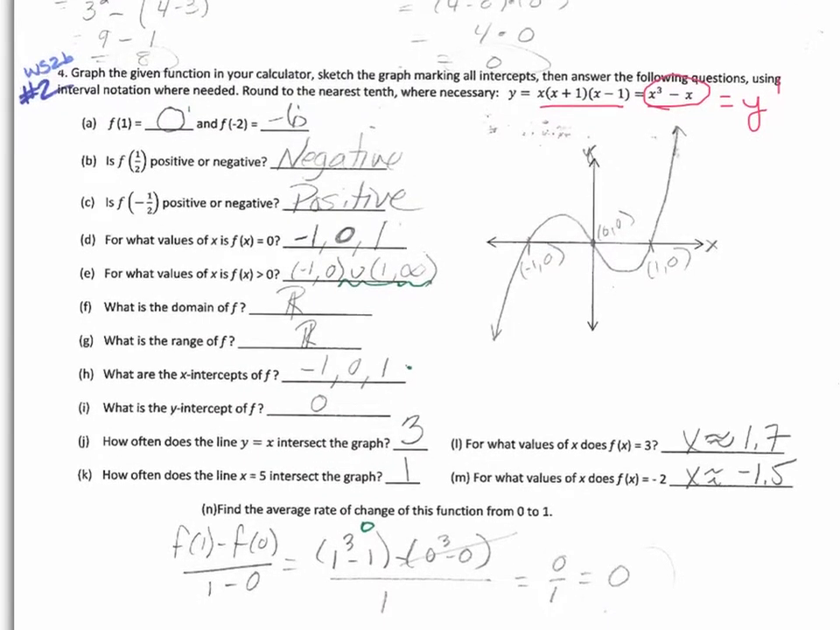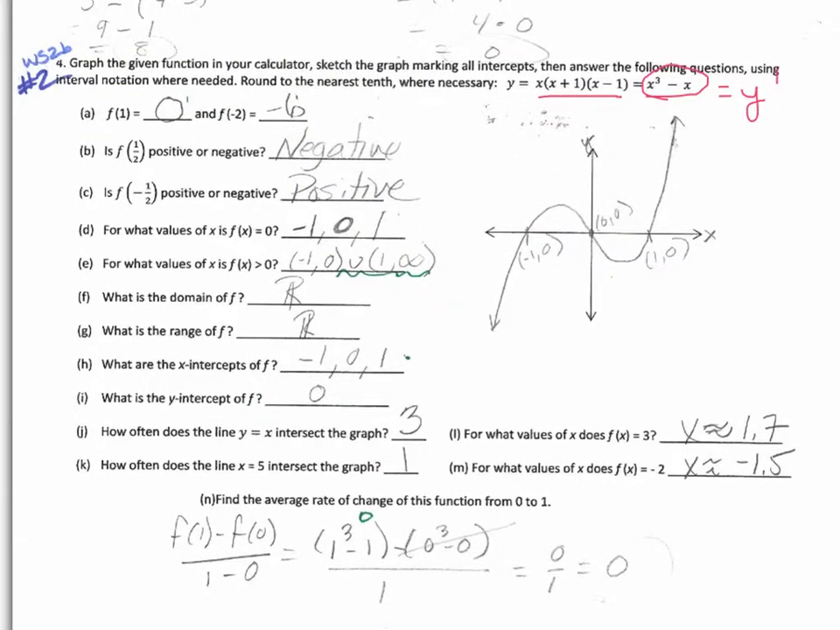Keep going. How often does the line y equal x intersect the graph? So that line is going to come in this direction and come all the way up through. It's at a 45-degree angle, so it's going to hit here, here, and here. So it hits 3 times. You could also graph this, call this y2. So while this function is in the calculator, call this guy y2 and graph it, and you'll see that come right across here, and you count how many ways.